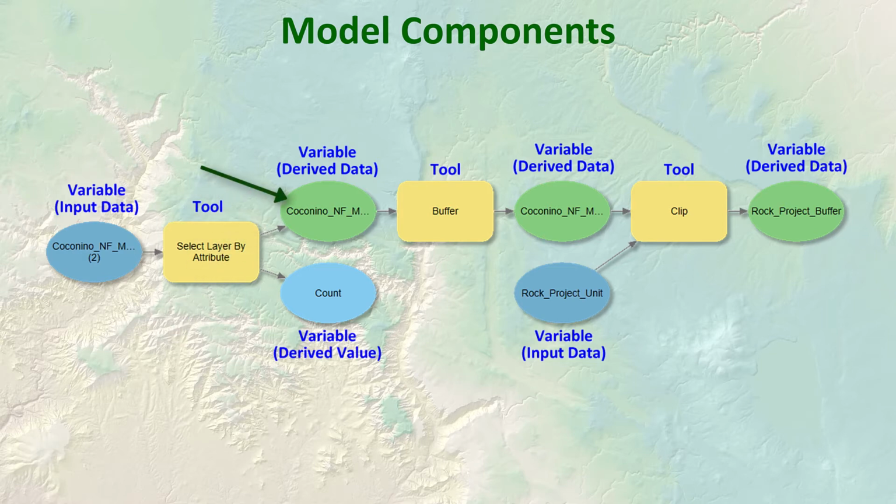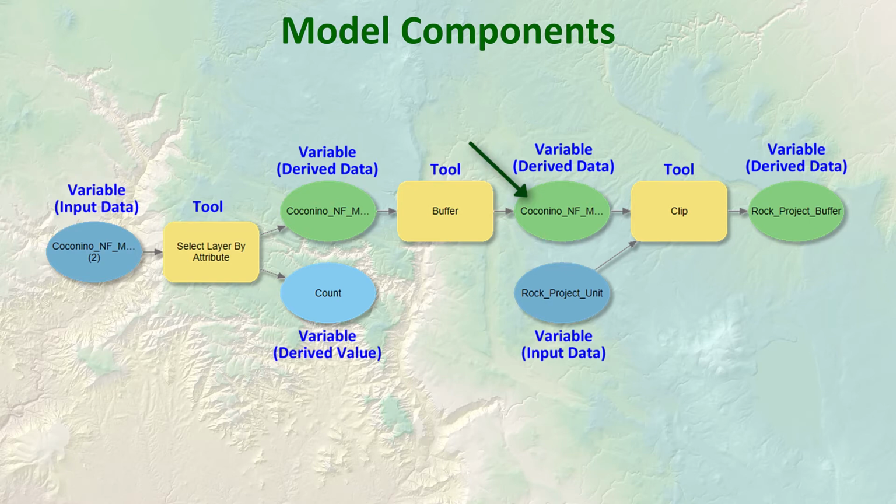The selection tool also produces a number telling you the number of features selected, and this simple numeric data value is represented by the light blue oval. Now this green data set of selected rows is then used as an input to the buffer tool, which in turn produces a green oval representing the buffer feature class.